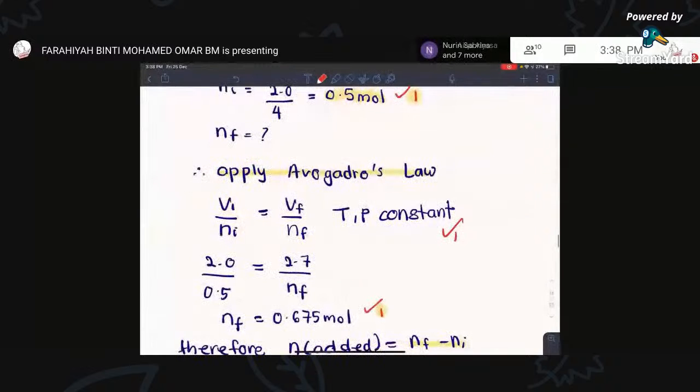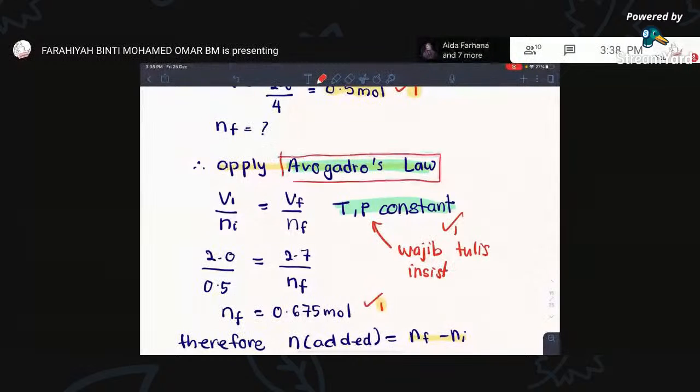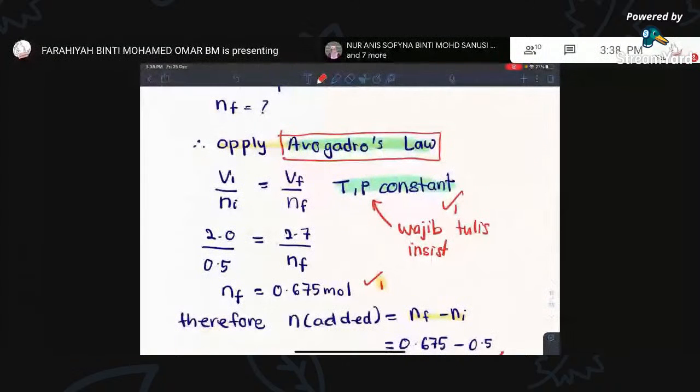Here I want to highlight that since this is Avogadro's law, temperature and pressure constant, this is compulsory, write it in SI because it is Avogadro's law. Then you substitute and you will get the number of moles final. Okay, settle, the question is direct. So you know it is Avogadro. Here, the formula, you just write the formula with the constant, and you get 1 mark. If you don't write it, you don't get the mark. And then your final, you get 1 mark.